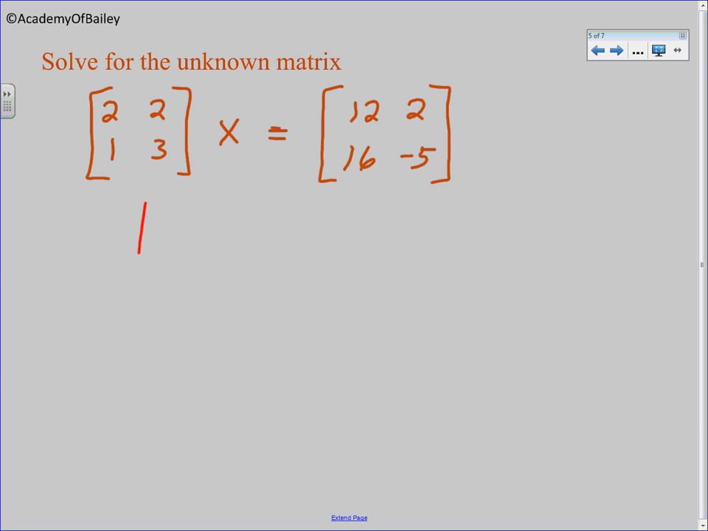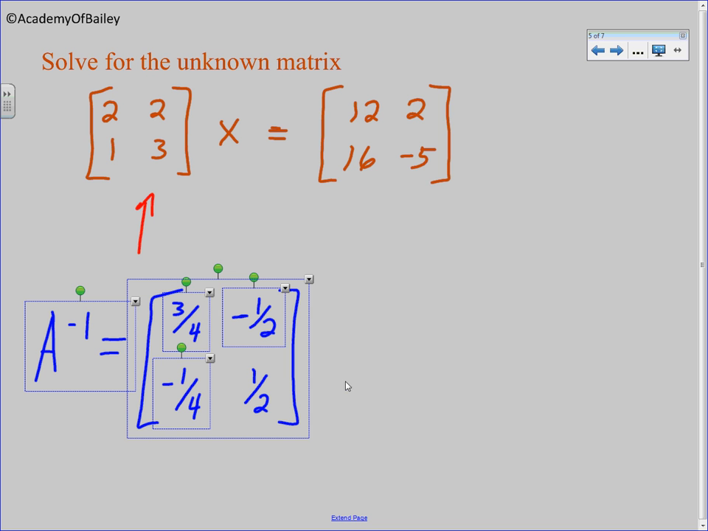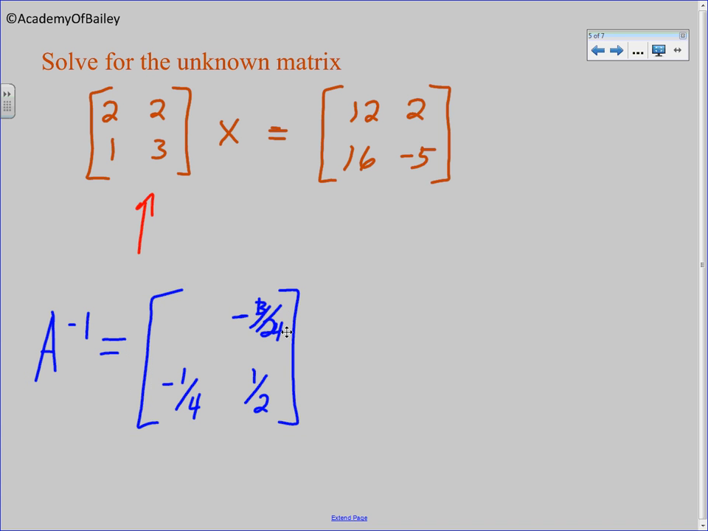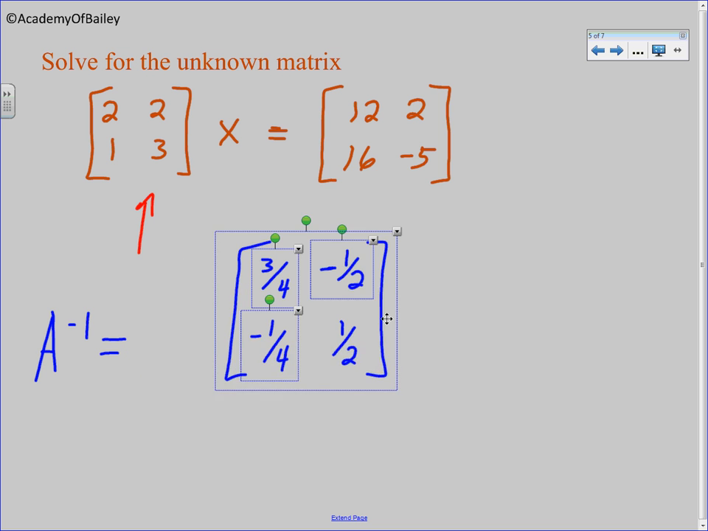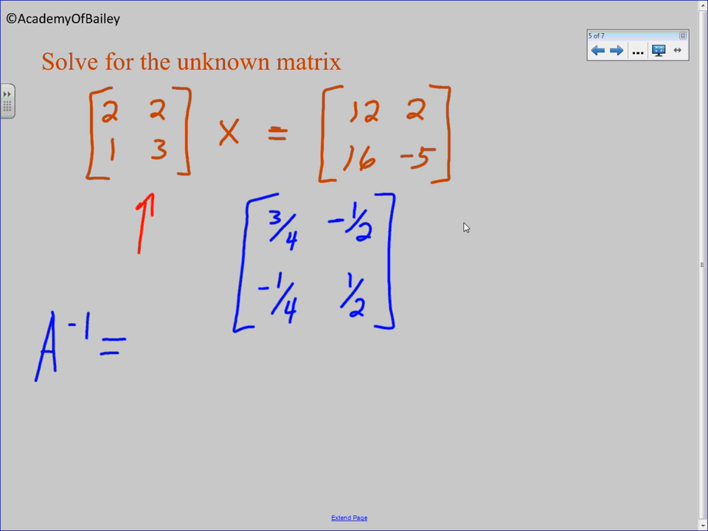So let's look. What is the inverse of this matrix? The inverse of this matrix, I believe we calculated on the last screen, to be, let me get that brought up here, this. Not that. All right, so now what we're going to do is take this matrix here and multiply it by matrix B.